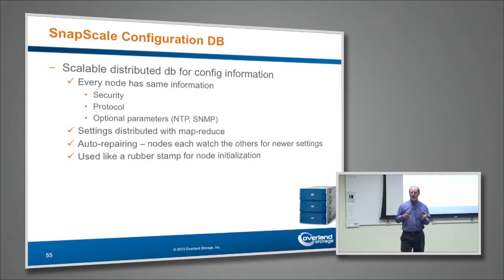And each node, as I mentioned before, represents the security layer, or the access point to the cluster. So each node has to behave exactly the same. And so this configuration information has to be exactly the same on every single node. So we have a clusterized database that we've devised that replicates this information across all of the nodes. And so when a new setting comes in through the GUI, that setting is map reduced out to the nodes. They all receive it. They all update their cluster database.